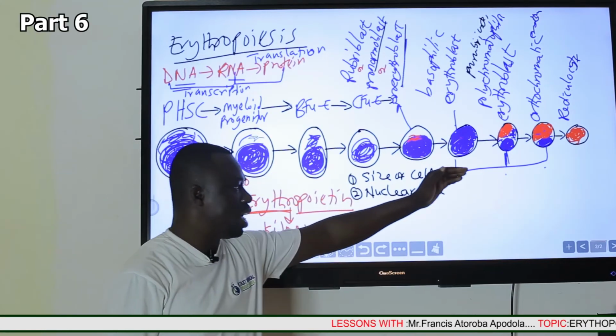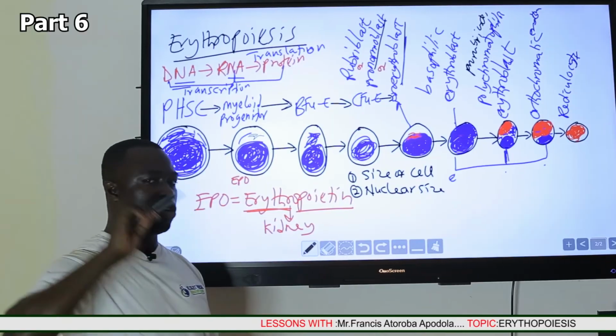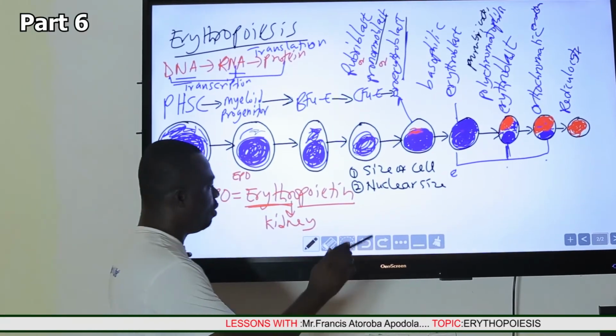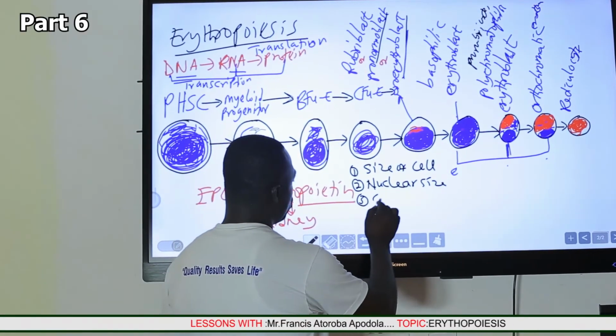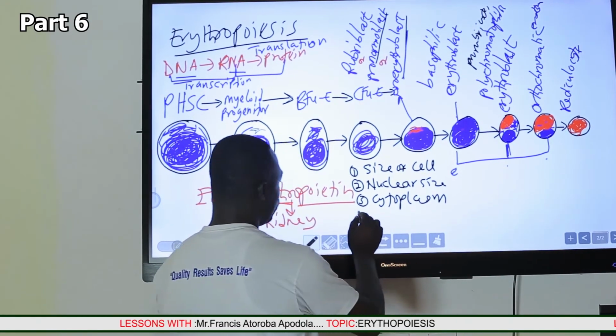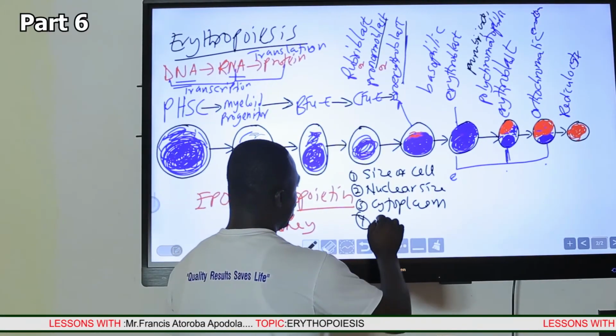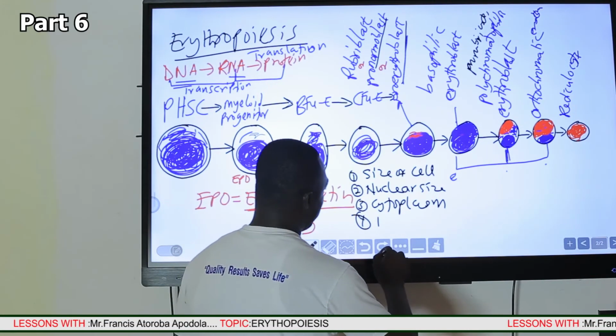So it gets to the last stage where the nucleus is completely removed out of the cell, because the matured red blood cell does not have a nucleus. Then there is also a shrinkage of the cytoplasm. There is cytoplasmic shrinkage, and then an increase in the cell number.